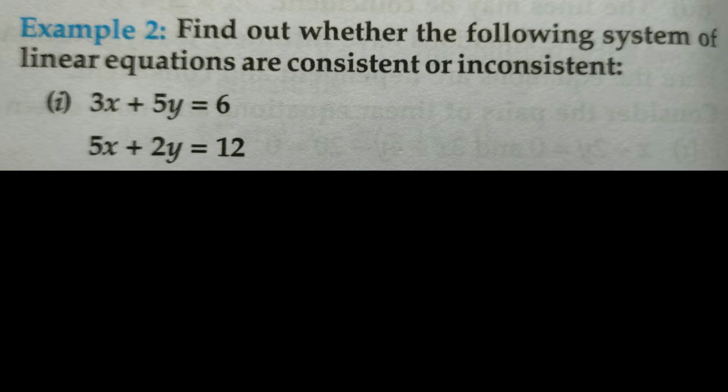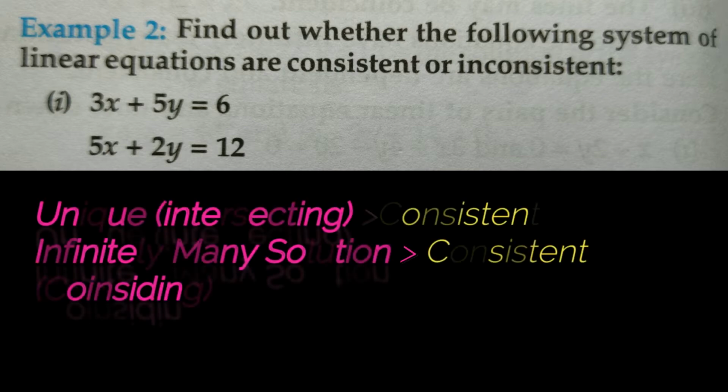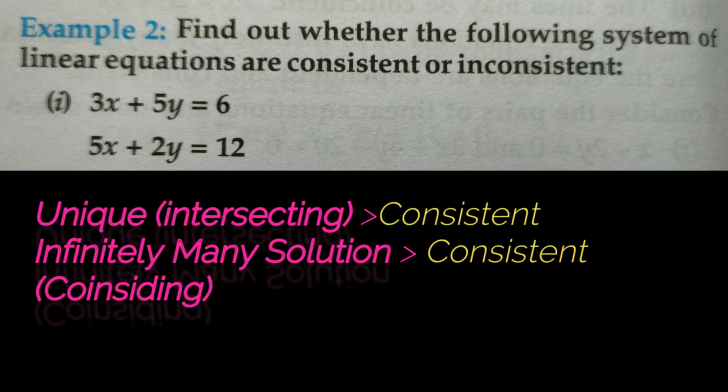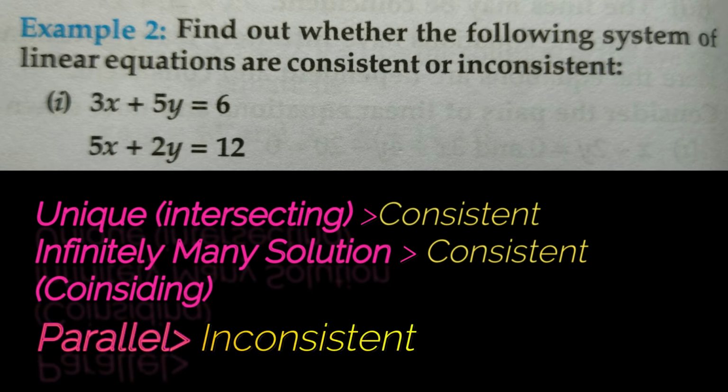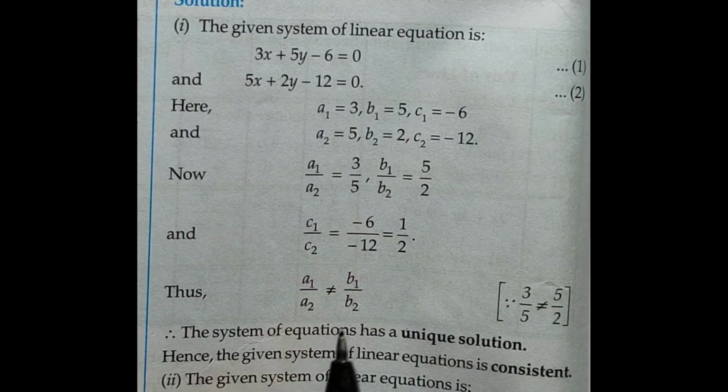Let us do the second type of question. Find out whether the following system of linear equations is consistent or inconsistent. Now, consistent means the solution is unique, that is intersecting, or infinitely many, that is coincident, and inconsistent means the lines are parallel.